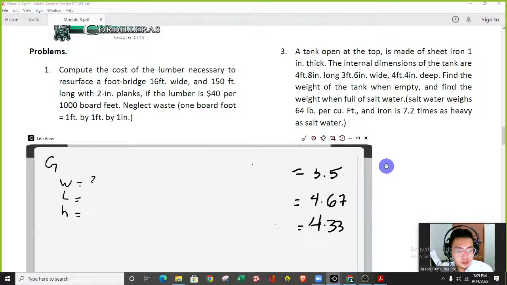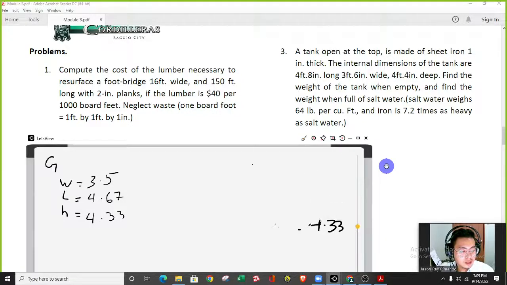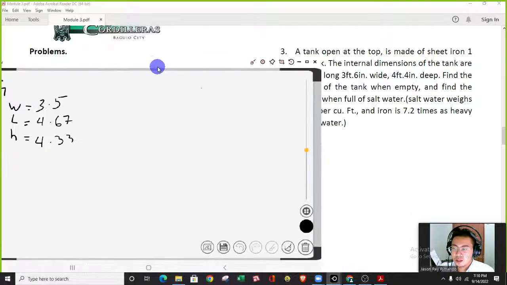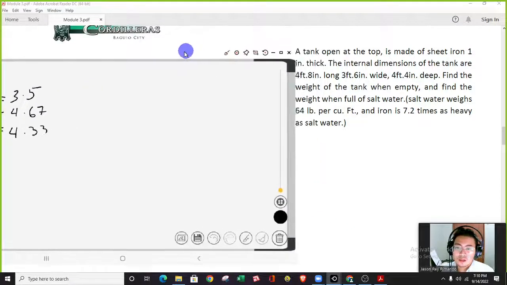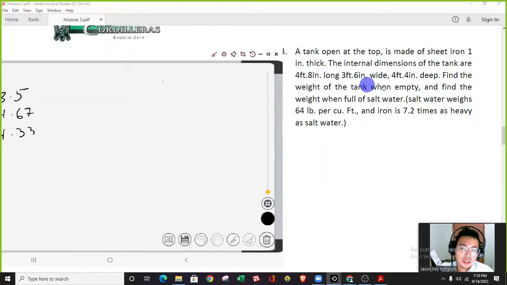This is 3.5, 4.67, and 4.33. Okay. So, may nalito na ba doon or gets pa naman doon? Okay. Kinonvert lang natin siya into feet. Next. Okay. Internal dimension yon. Okay. How about the external dimension?